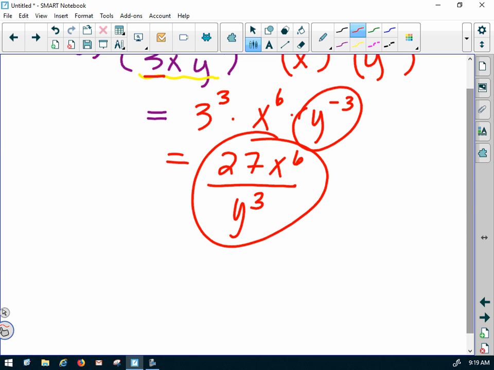Question. 3 cubed, 3 to the 3rd power, is 27. Please ask questions. Please, please, please. We have one more on that page, number 6.